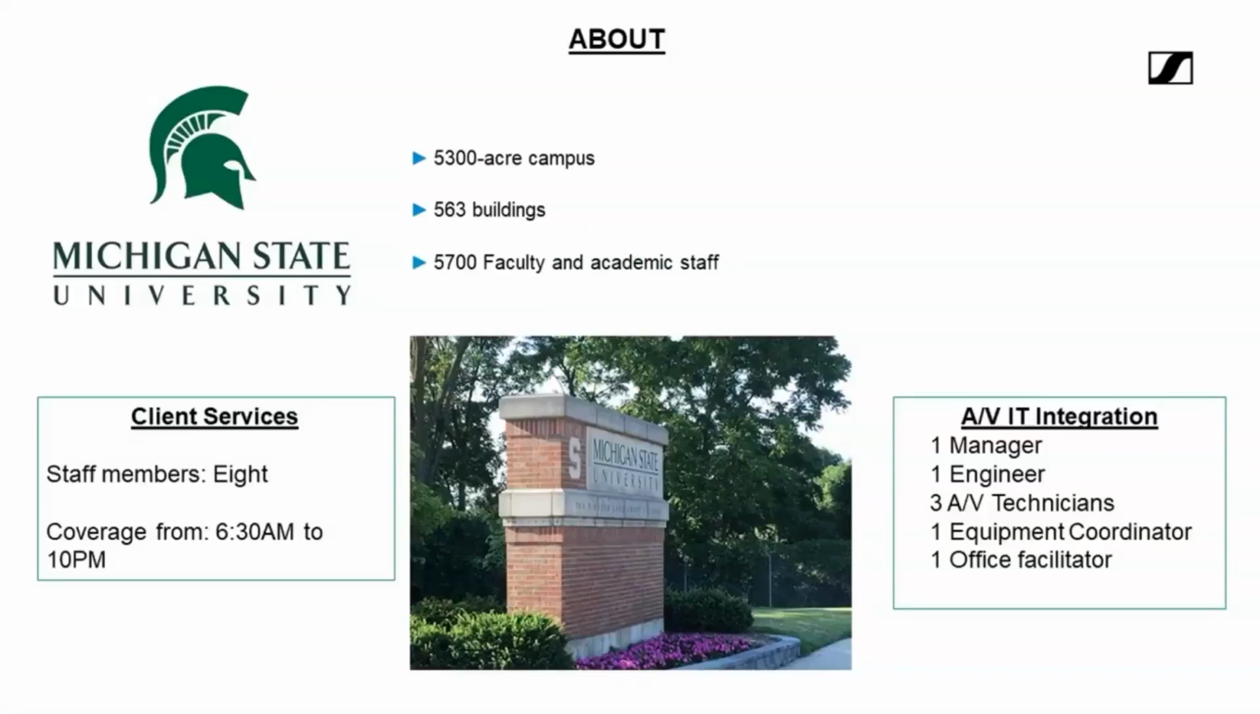So just to give a little bit of background on what we're doing at Michigan State, as you can see, it's a pretty big campus. If you read some of the specs, 5,300 acres, and for the trivia people, technically the campus has a little over 20,000 acres, but a lot of that would be agricultural land. 563 buildings, and a little over 5,000 faculty and staff supporting the faculty.